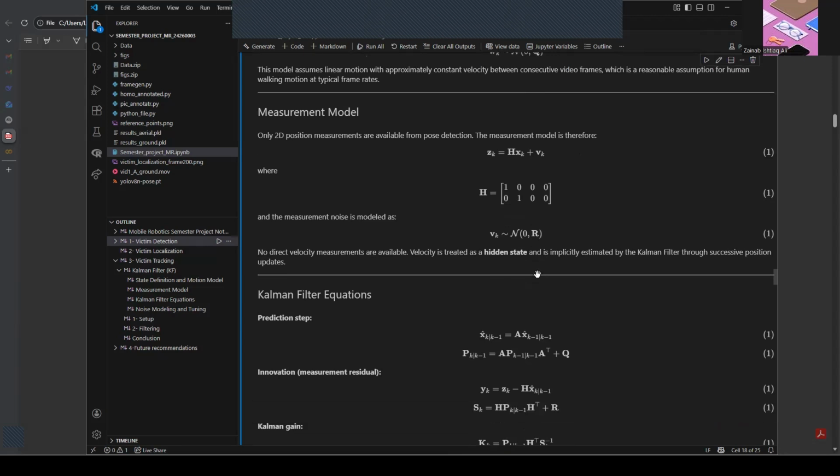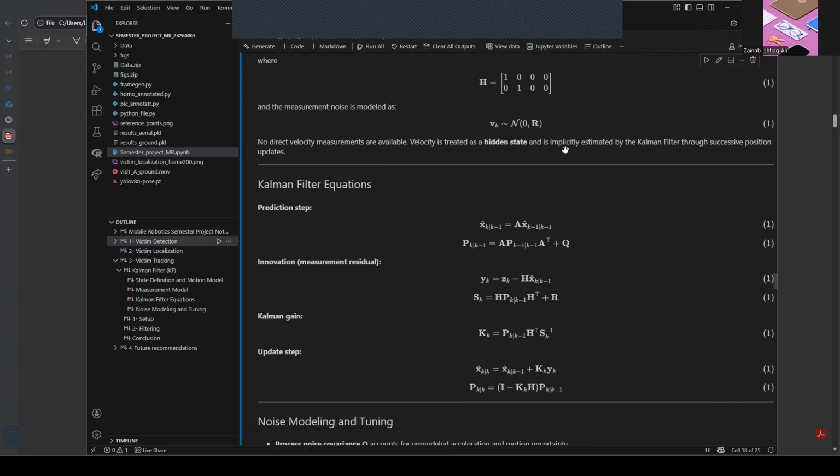One important thing to mention is that velocity is kind of a hidden state in our Kalman filter because you cannot track your victim based off just the positions. You need to know what direction they're moving on based off your previous state.